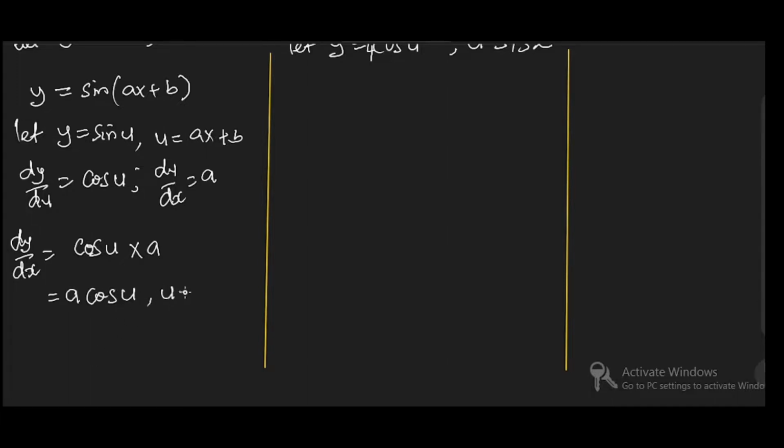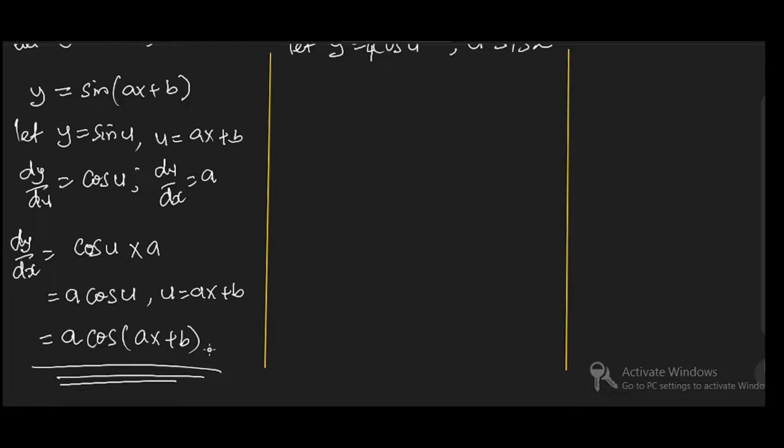But remember, u is equal to ax plus b. So we do a substitution. This will be a, and we remain with our cos, and u is ax plus b. So at the end of it all, we will remain with something like that. If you keep on practicing more and more, you'll be able to get this.